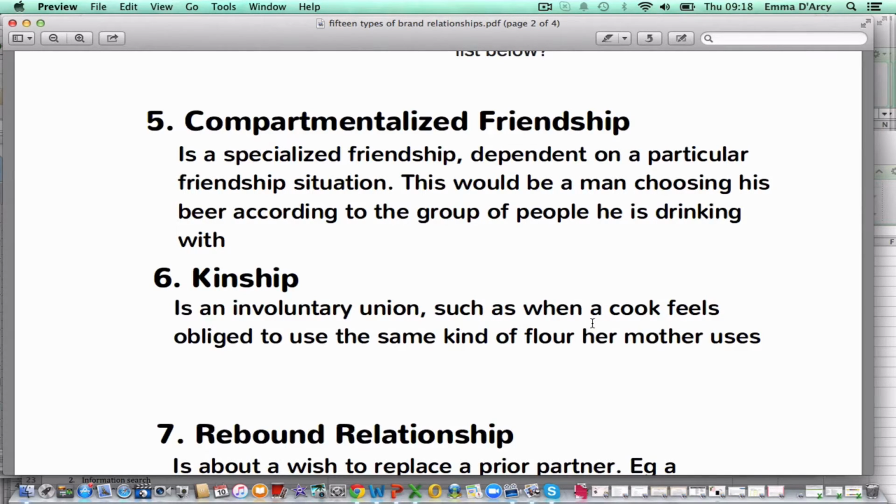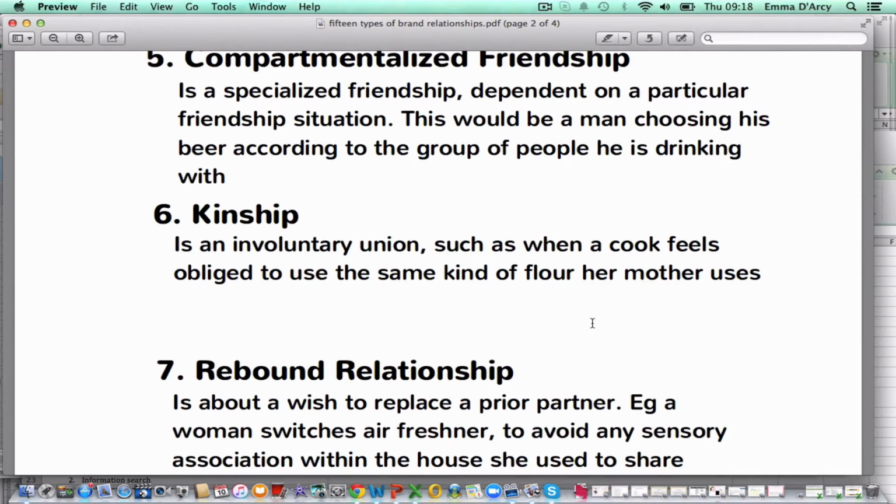And basically this is where a person grows up and they've always used the same flour, so they just use it again and again because they can't get their head around, oh, I could use something else. So this is an involuntary union. You can see the same with maybe cars, or sometimes it depends, really dependent on the person as well. But you can definitely see situations where somebody uses the same sugar, the same brand of milk, different commodities usually, where there's an involuntary union.